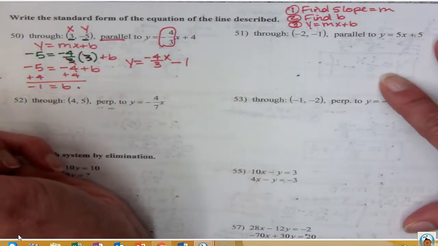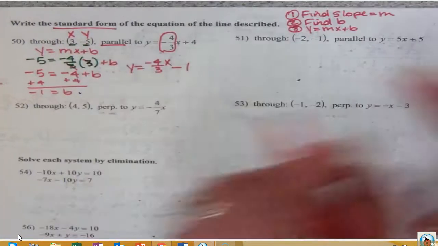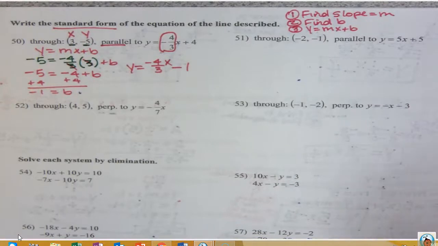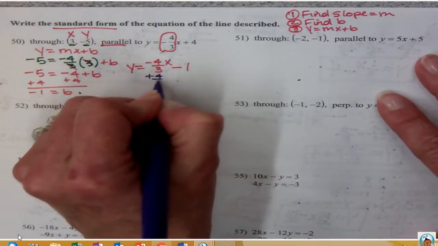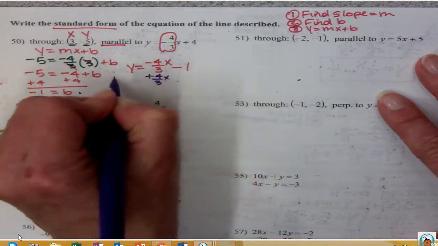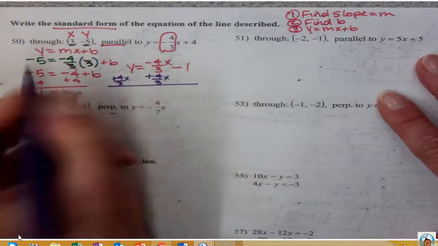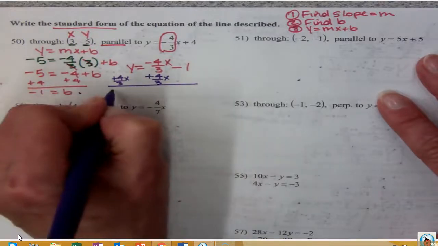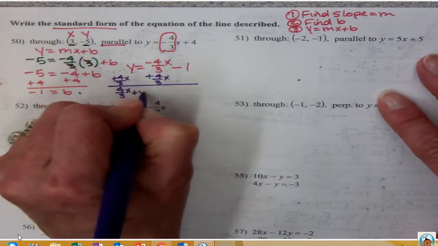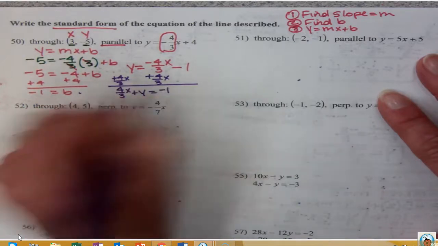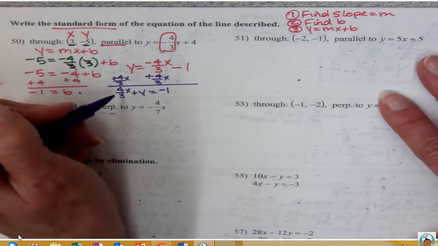So now I need to move it to standard form. So in order to get into standard form, I'm going to move my x. And I get, I'm going to run out of room, 4/3 x plus y equals -1. Now what did I just say? We can't have x be a fraction.